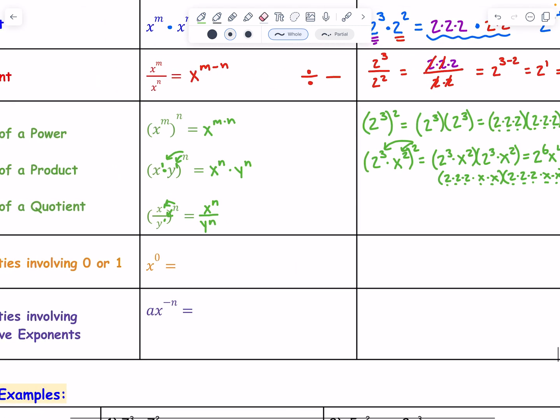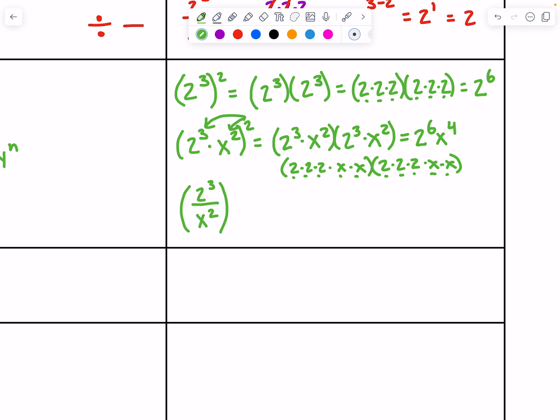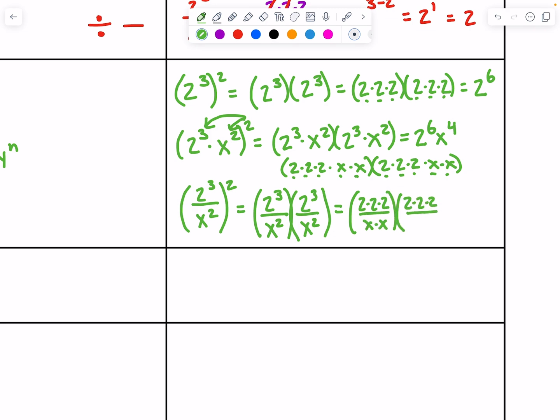So then when we have power of a quotient, that would be similar. Say I have 2 cubed divided by x squared. And then let's say that's squared. So you can just multiply those exponents by the power of 2. But I like to show you why it works that way. So let's write it out again. So I have 2 cubed over x squared times itself, because that's what squaring something means. And then I have 2 3 times and x 2 times in each parentheses. So let's write those out.